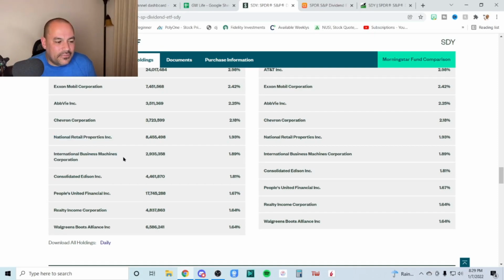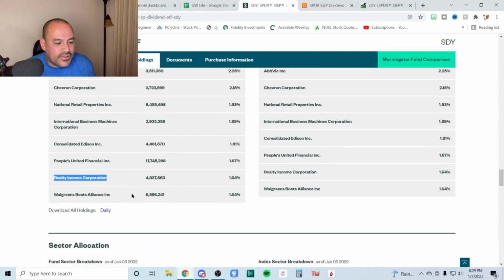Classic IBM, pulling up number six. Consolidated Edison, a utility. People's United Financial, I believe, is a regional bank. Realty Income, another REIT, ticker symbol O. And Walgreens Boots Alliance for the healthcare retail side.